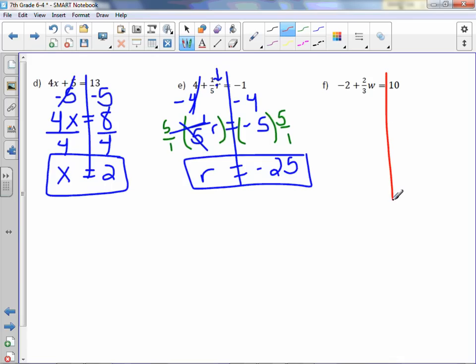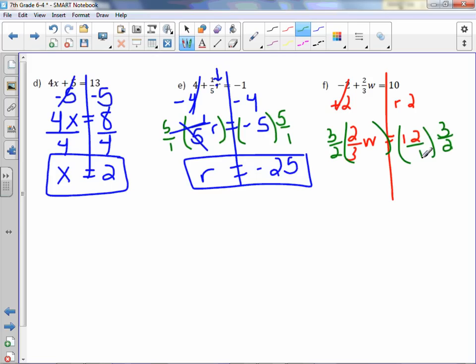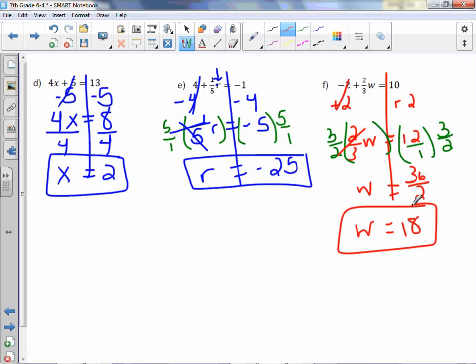Same situation here, only now I have a negative 2 plus 2/3 w, so it's a negative 2. We need to add 2 to both sides, and we get 2/3 w equals 12. Multiply by the reciprocal, which is 3/2. And I'm going to put this 12 over 1 to help my multiplication. So w equals 36 over 2, which equals 18.